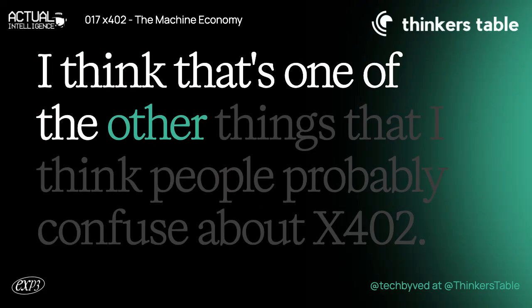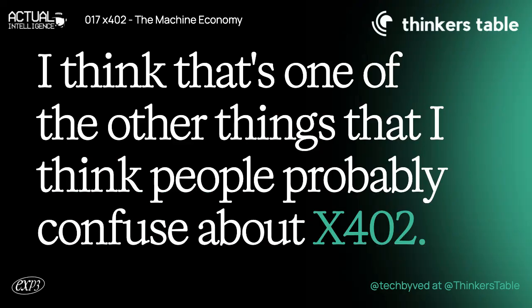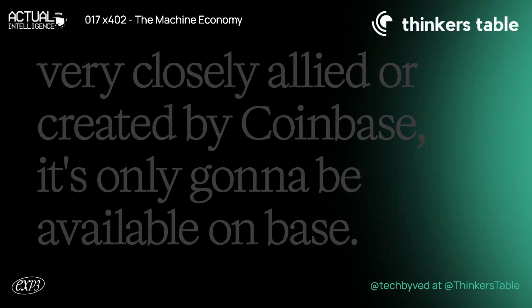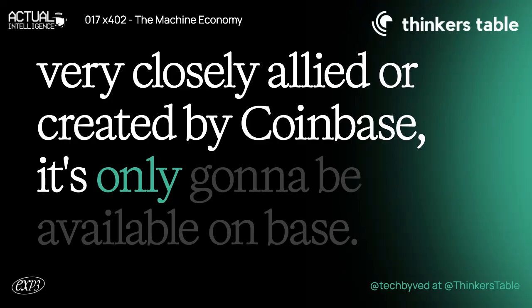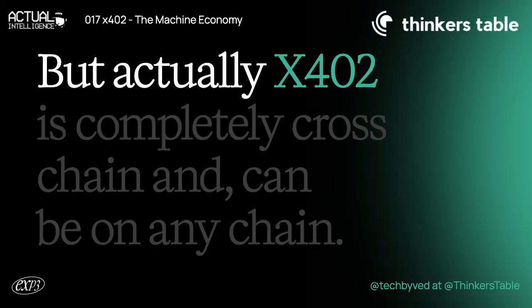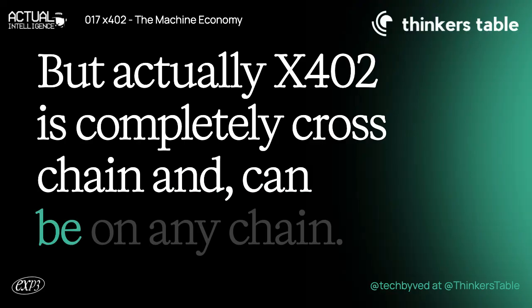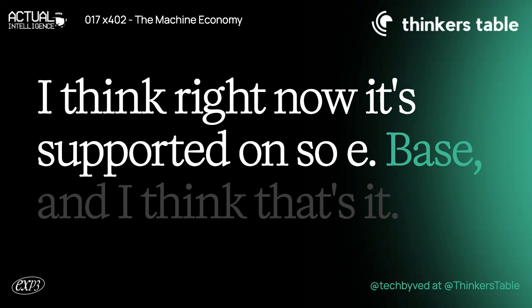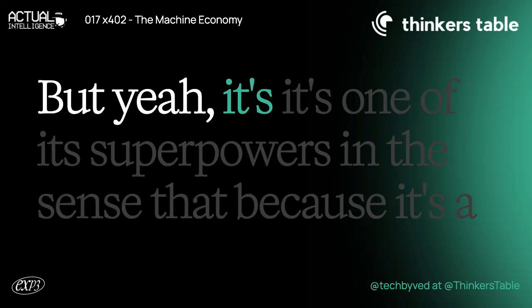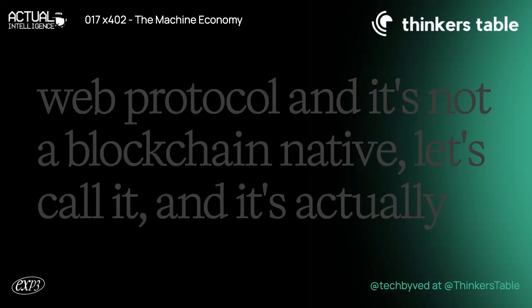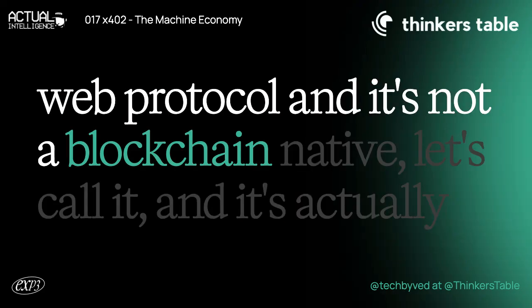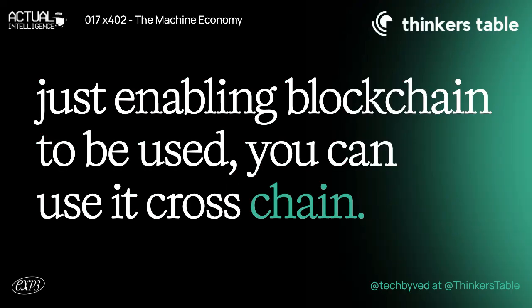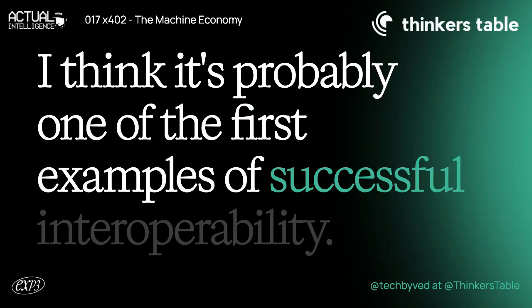Yeah, I think that's one of the other things people probably confuse about X402, which is one of its kind of superpowers. Lots of people think that because X402 is very closely allied with, or created by, Coinbase, it's only going to be available on Base. But actually, X402 is completely cross-chain and can be on any chain. I think right now it's supported on Sol, ETH, Base, and I think that's it. But it's one of its superpowers in the sense that it's a web protocol and not blockchain native, let's call it, and it's just enabling blockchains to be used. You can use it cross-chain. I think it's probably one of the first examples of successful interoperability.